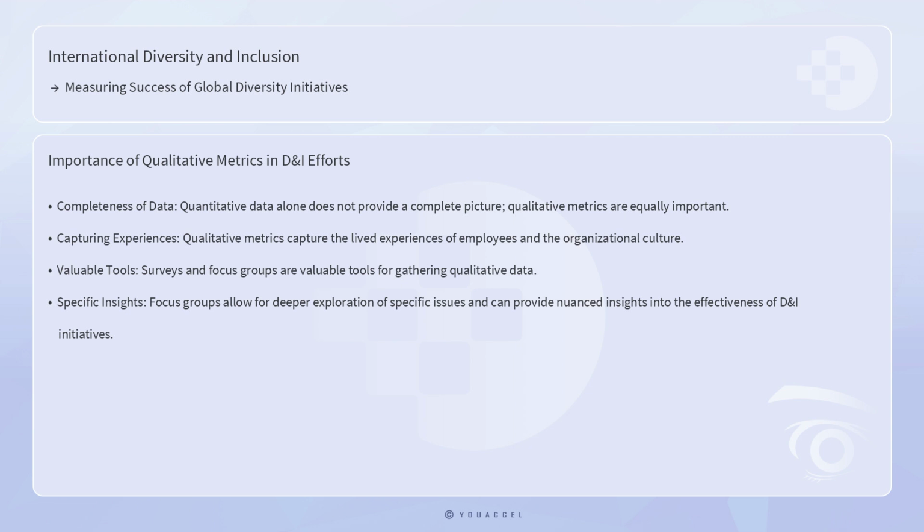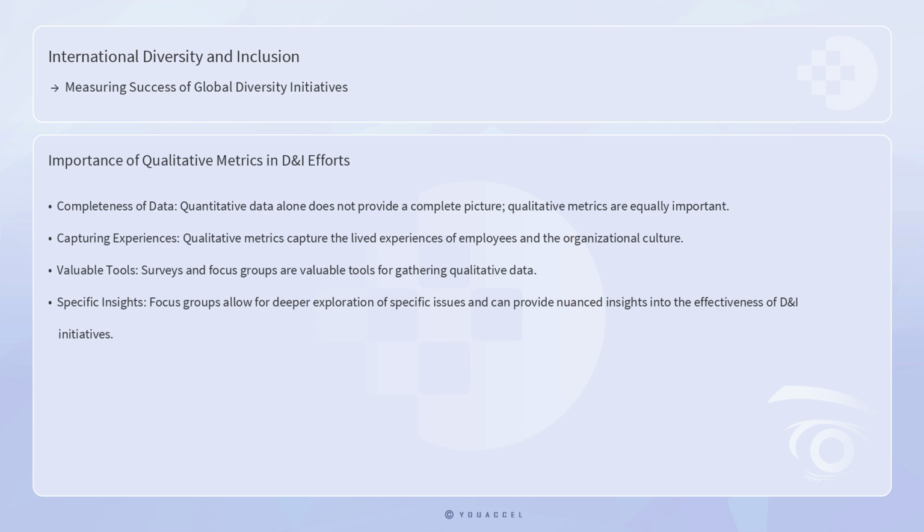However, quantitative data alone does not provide a complete picture. Qualitative metrics are equally important, as they capture the lived experiences of employees and the organizational culture. Surveys and focus groups are valuable tools for gathering qualitative data. For instance, employee engagement surveys can include questions specifically related to diversity and inclusion, such as whether employees feel valued and respected or if they believe the organization is committed to D&I efforts.